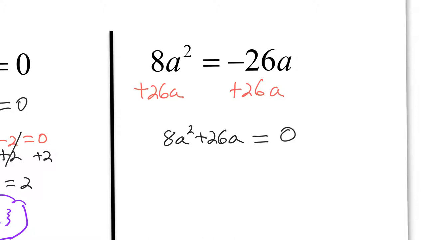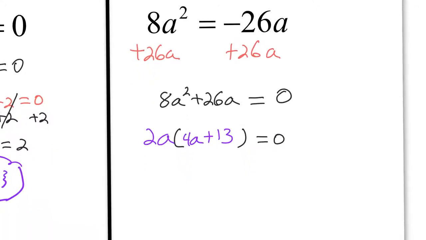Okay, now that we have everything on one side equal to 0, I can factor. So I'm going to set this equal to 0 here. I'm going to put my parentheses, and I can see I can factor out an a and a 2. 2 goes into 8. 2 goes into 26. So that's the greatest common factor. So let's see. 8 divided by 2 is going to be 4. And you took out an a, so we have an a left. Plus 26 divided by 2 is going to be 13. And you took out the a, so no a's right here.